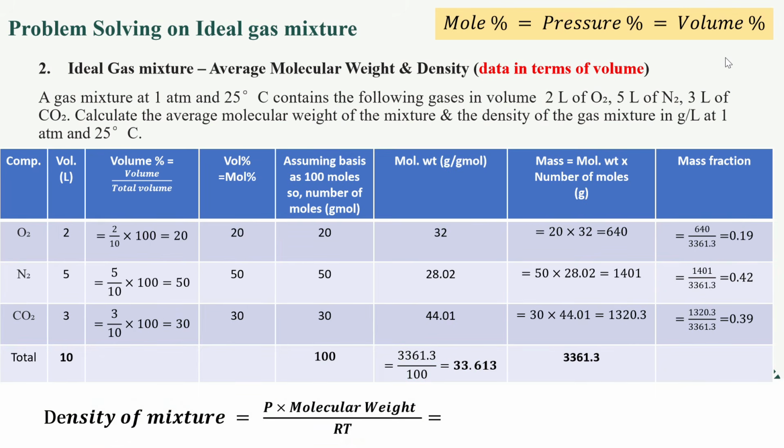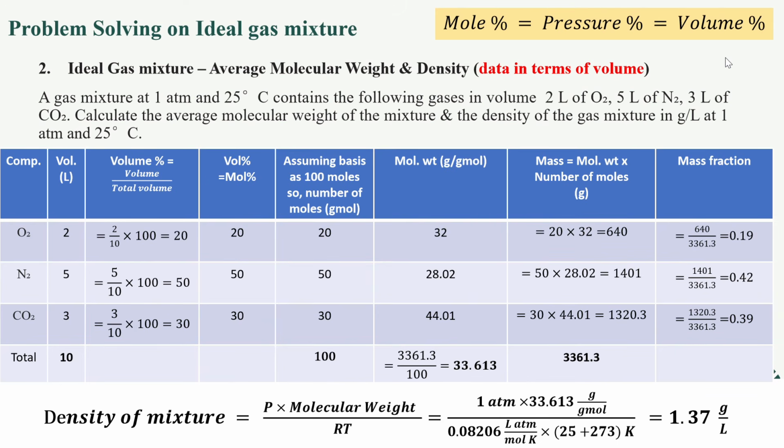Now we move on to the density of the mixture, which is given by pressure times molecular weight divided by R times T. In this case, the pressure is 1 atmosphere and the average molecular weight we just calculated is 33.613. For R, I'm going to take 0.08206 liter atmosphere per mole Kelvin, because I'm using liter and atmosphere. The temperature has to be in Kelvin, but the question gives degrees Celsius, so I convert by adding 273. On solving, I get the density to be 1.37 gram per liter.